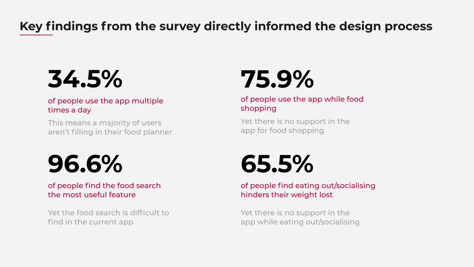The key findings from the survey were that many people were not filling the food planners every day. Also, a lot of users were using the app while food shopping, yet there's no support on the app during shopping. The food search also is the most useful feature, yet it's most difficult to find on the home screen. Lastly, eating out and socialising hindered people's weight loss the most, and yet again there's no support in the app for this activity. These key research points from the proposal directly inform my development process.